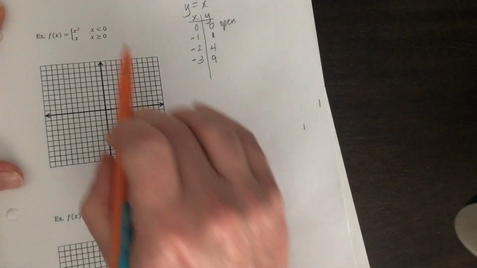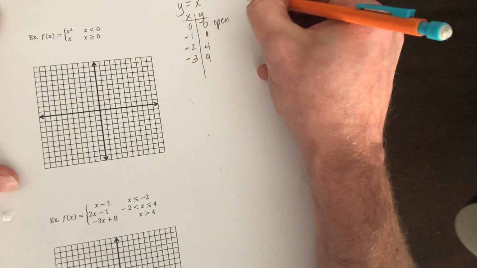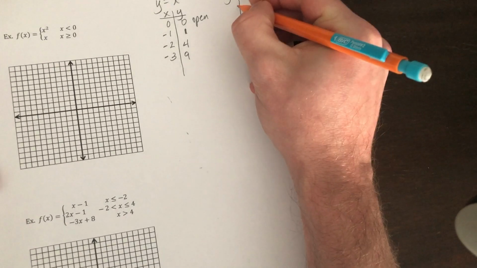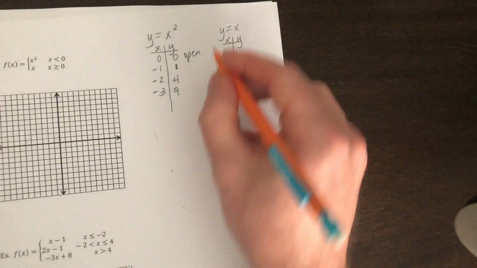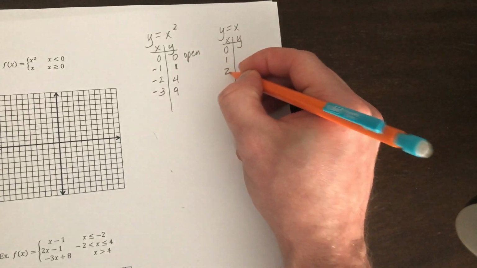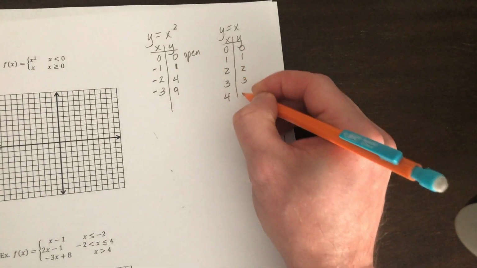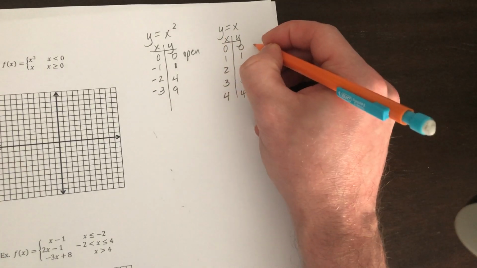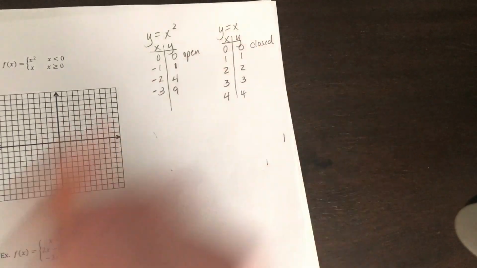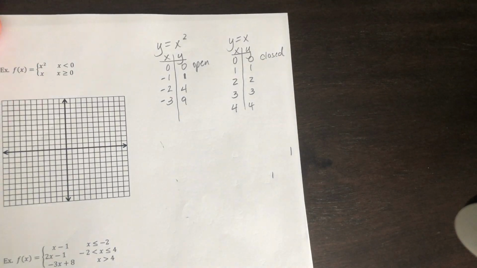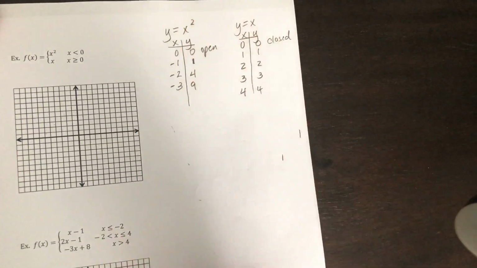at 0, 0. And then I'm going to use y is equal to x. And I'm going to plug in points greater than 0. Okay, so we get 0, 1, 2, 3, and 4. This is going to be closed. Okay, so it's closed right there. So we're going to have a parabola and a straight line.